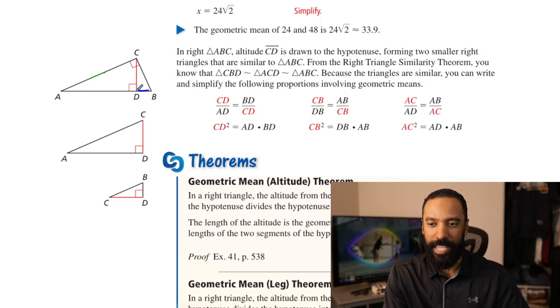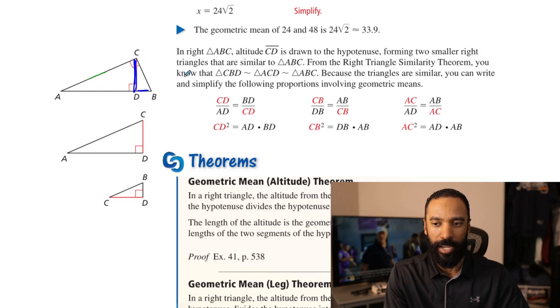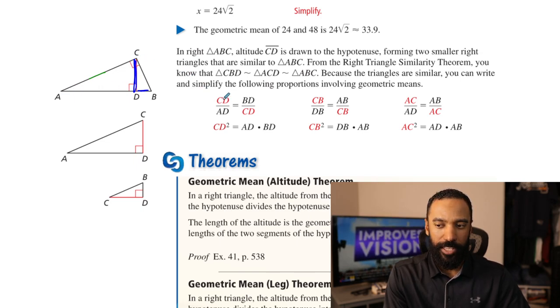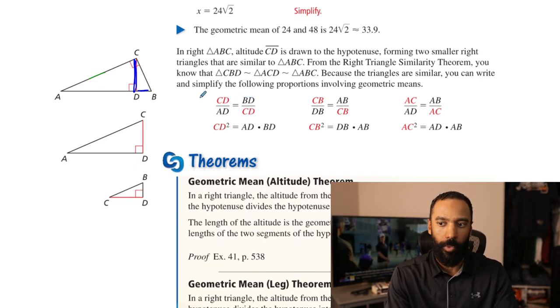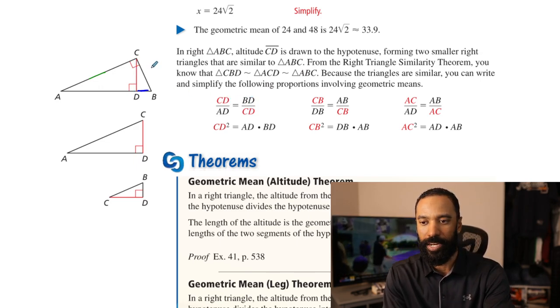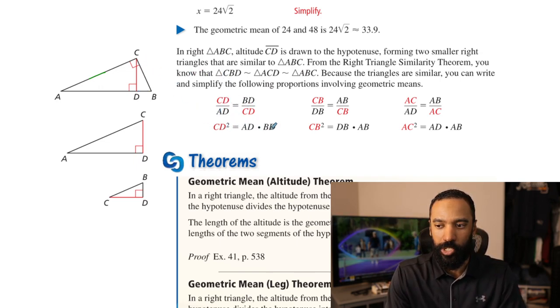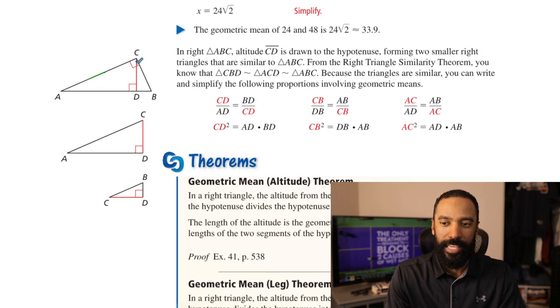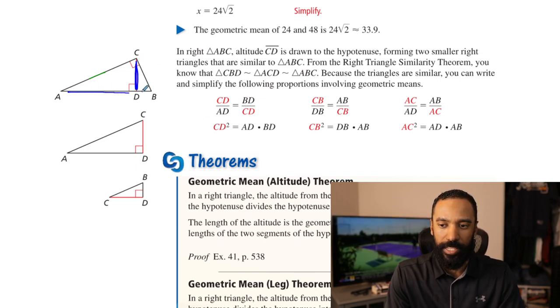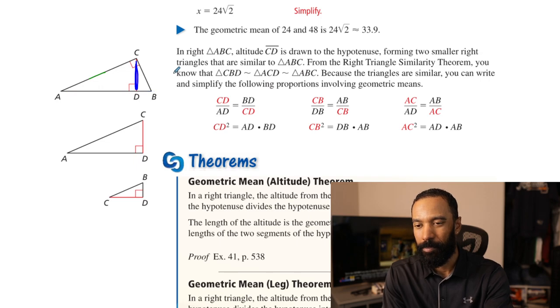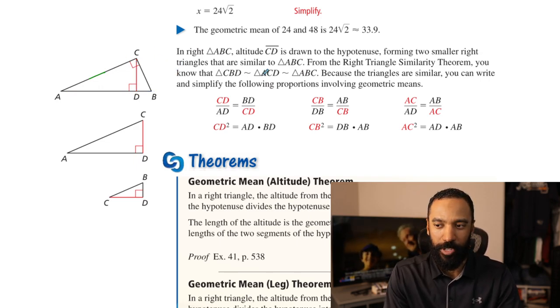So we can say DB, the short leg in the small triangle, over CD, the short leg in the medium triangle. So the long leg in the small over the long leg in the medium equals the short leg in the small over the short leg in the medium. A way to show that CD is represented twice in here. The altitude. Cross multiply, you get CD squared equals AD times BD. This guy squared equals this times that. Anyway, probably not something that I'm really privy to remember as well.